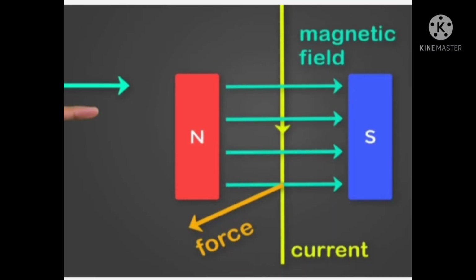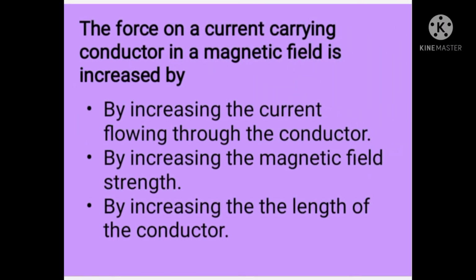Students, this figure we discussed in our last class. Here the current carrying conductor is placed perpendicular to the magnetic field. So you can place your left hand like this. Here the magnetic field is the direction of our forefinger, the direction of current is represented by the middle finger, and the thumb shows the direction of force. How can we increase the force on a current carrying conductor in a magnetic field?